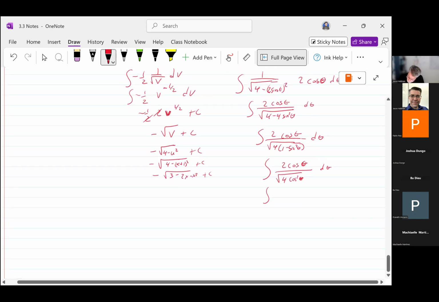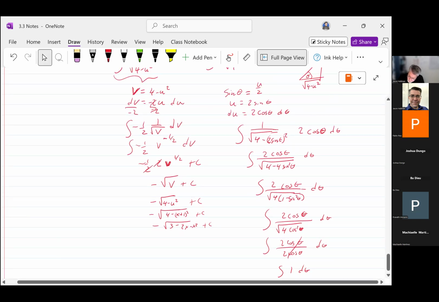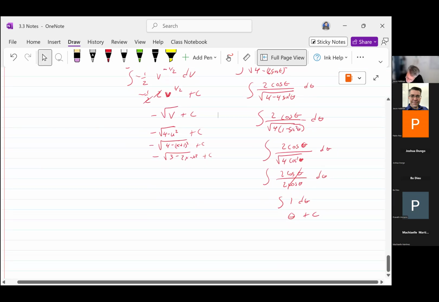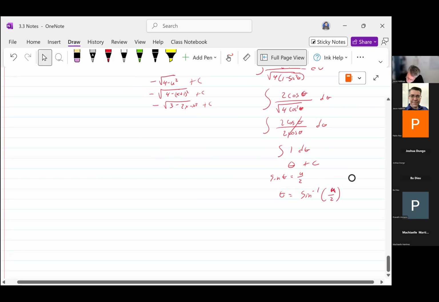So this becomes 2 cosine theta over 2 cosine theta, which is just 1. So this goes to just the integral of 1 d theta, and that's just theta plus c. But what is theta? Well, the sine of theta was u over 2. So theta would be the inverse sine of u over 2. So this is going to be the inverse sine of u over 2 plus c.